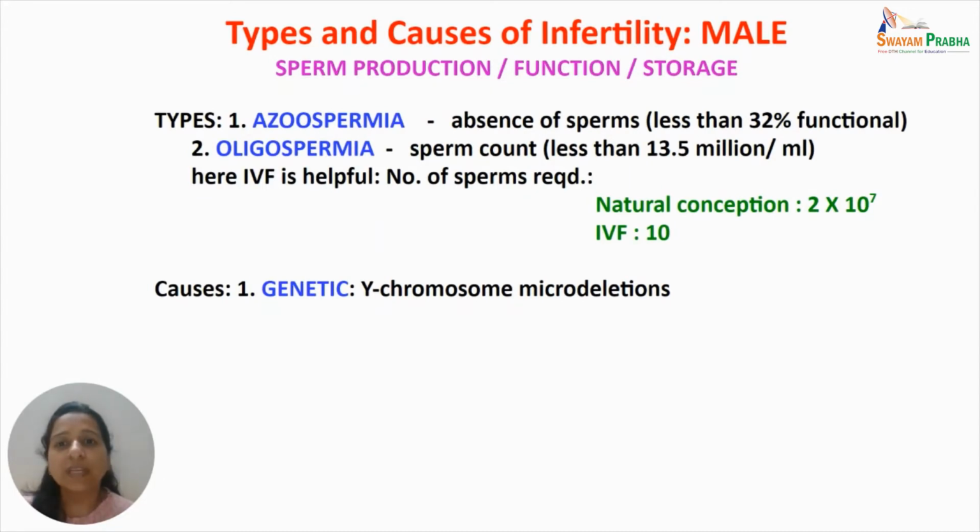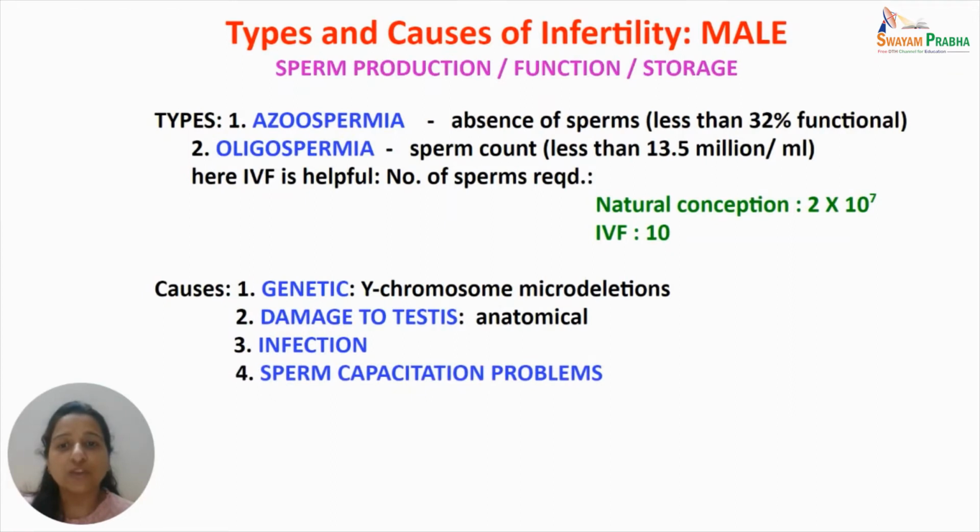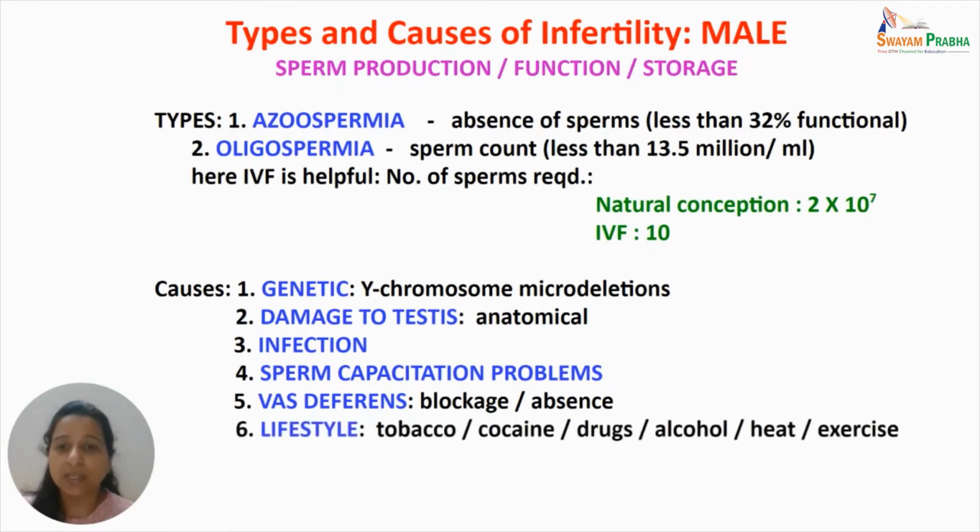Now, what are the causes of infertility in males? The causes can be genetic, which includes Y chromosome microdeletions. The cause can be damage to the testes, which is an anatomical reason, or it can be an infection, or there can be certain problems with sperm capacitation, that is, the sperm does not get activated. The reason can be blockage or absence of the vas deferens, or certain lifestyle reasons like tobacco, cocaine, drugs, alcohol, excessive heat, or even excessive exercise, which makes the male infertile.